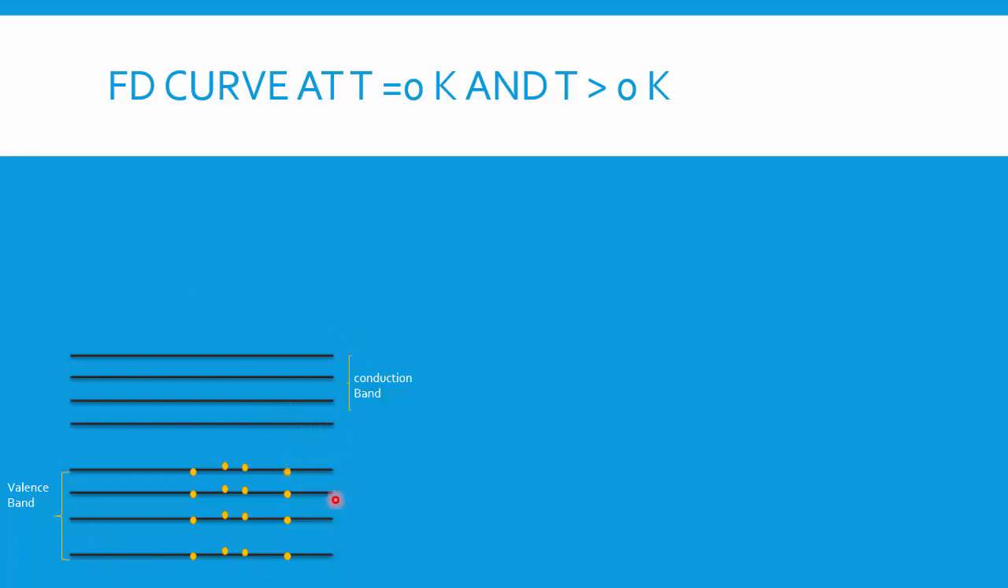So this is the condition for an insulator. When does the insulator take place? When you take a semiconductor at 0 Kelvin.